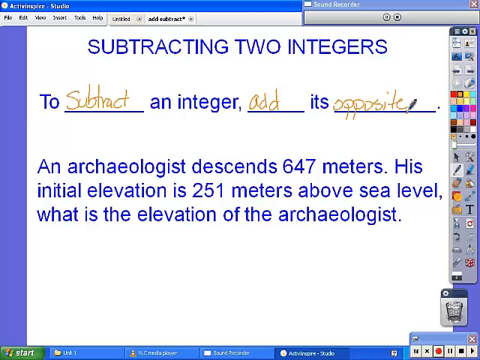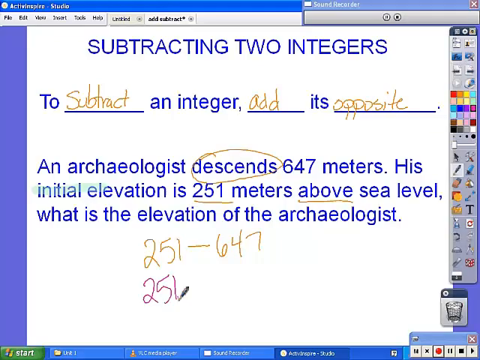So, an archaeologist descends 647 meters. His initial elevation is 251 meters above sea level. What is the elevation of the archaeologist? Okay, so keyword, initial. That's telling you where he's starting. So he's starting at initial elevation of 251 above. So it would be a positive 251. He descends 647. Okay, so up here with our rule, we're going to add the opposite.